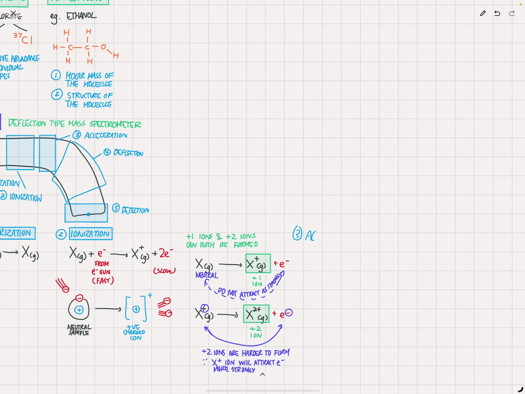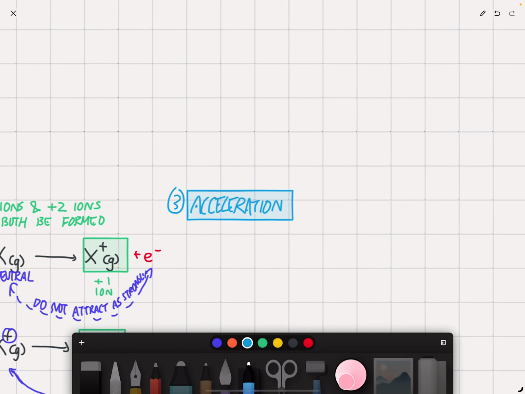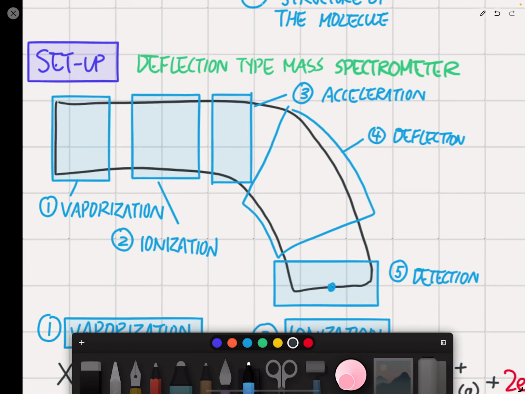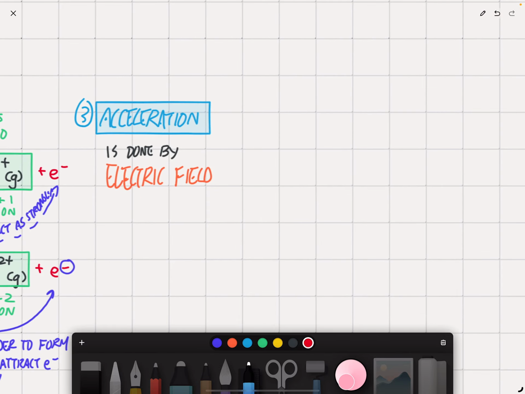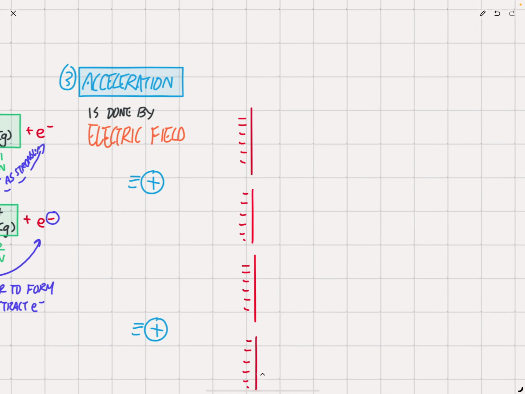Acceleration. So the point of forming positive ions is that we can then accelerate the positive charged ions with an electric field. Okay, so acceleration is done by an electric field, which in this case is just a negatively charged plate. Remember, we produce some positive charged ions in the ionization step. These positive charged ions can then be accelerated towards a negatively charged plate. So we have the positive ions here. As they move near the negative charged plate, they will move more quickly. Okay, they will be accelerated.